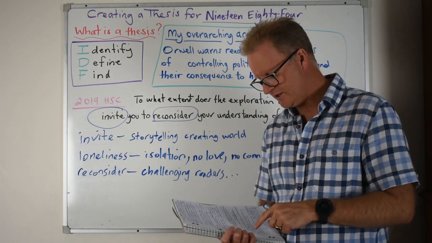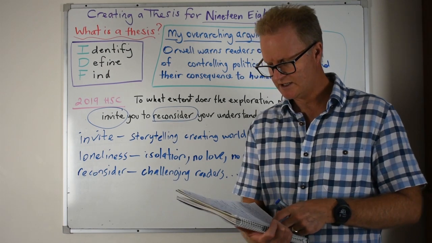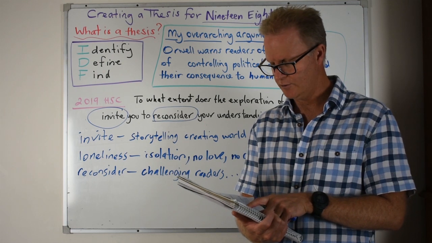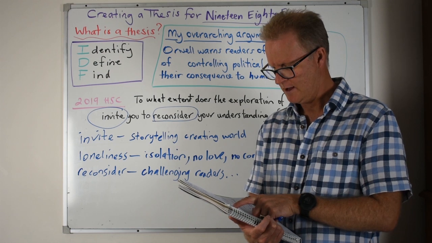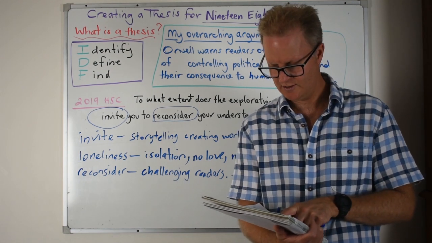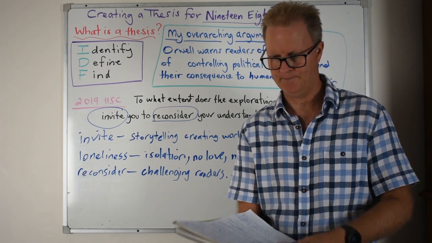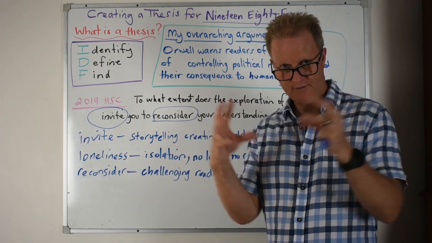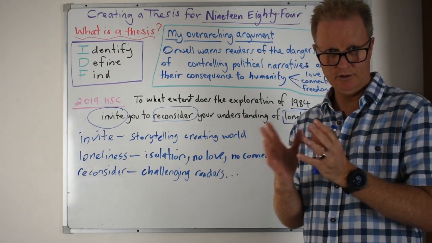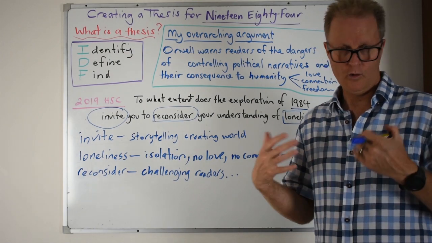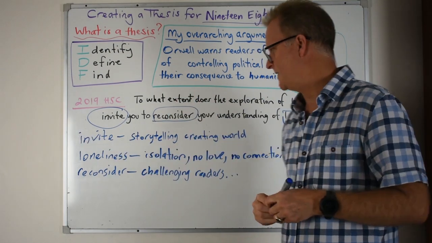So my thesis for this question would be something like: the novel 1984 successfully explores the dangers of controlling political narratives on our fundamental human desire for love and connection. The isolation experienced by Winston challenges readers to question the impact of political ideology on our humanity. Okay, so that's my focus. I've narrowed it down. I've kept it to two sentences. It's probably a little bit longer than I would want in an exam situation, but that's a long way off for you. You're working towards that.